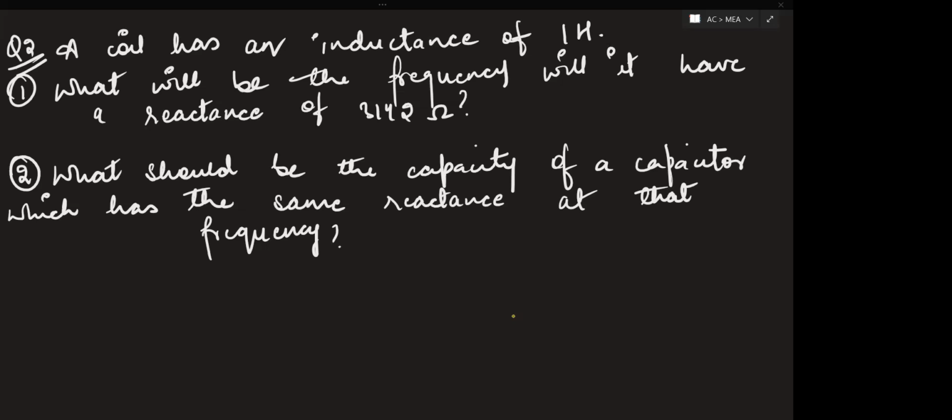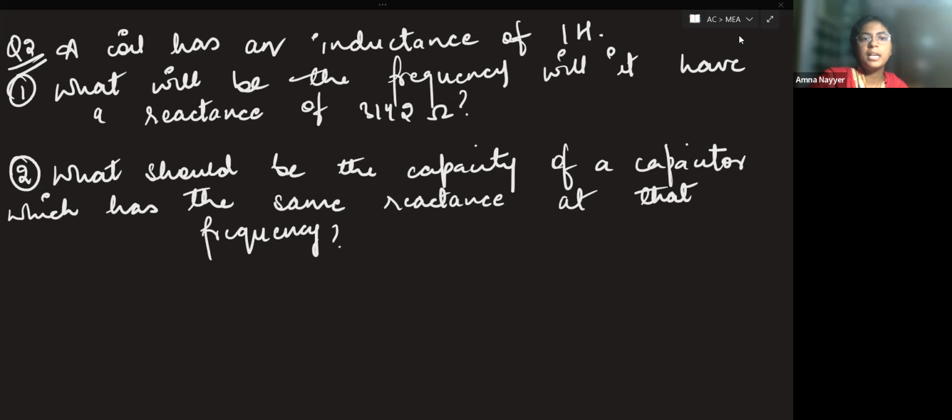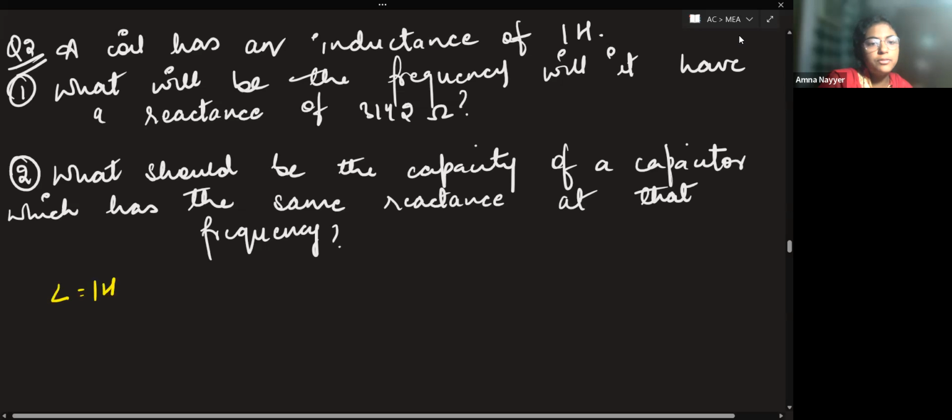See, the second question says that a coil has an inductance of 1 Henry. At what frequency will it have a reactance of 3142 ohms? And what should be the capacity of a capacitor which has the same reactance at that frequency? Class, for the first part, L is given to you as 1 Henry. What will be the frequency at which it will have the reactance? Okay, XL is given to you now, 3142, and nu is asked.